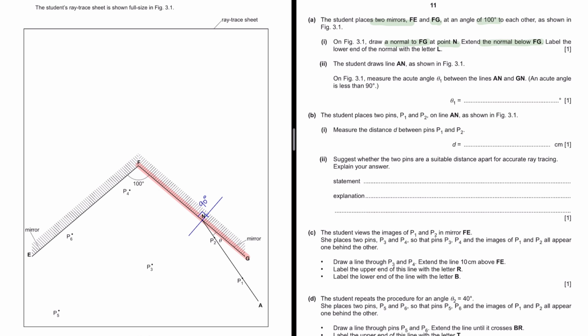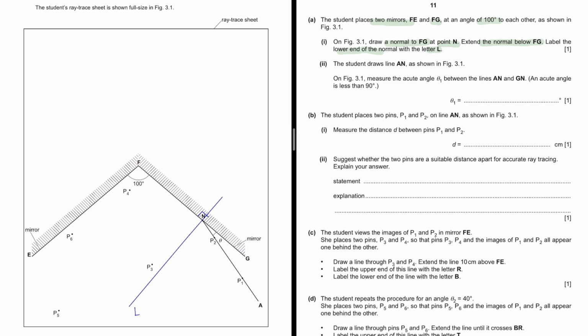Extend the normal below FG. Label the lower end of the normal with the letter L. So this will be the upper end and this is the lower end. Remember that normals are perpendicular, or 90 degrees, to the boundary.